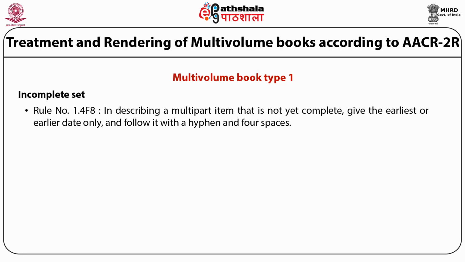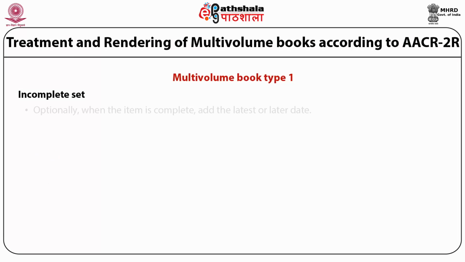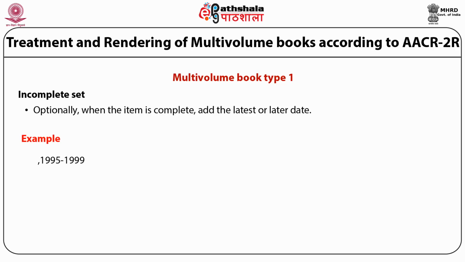In describing a multi-part item that is not yet complete, give the earliest or earlier date only and follow it with a hyphen and 4 spaces. Example, the book is published in 1998 and the work is in progress, so it is shown as 1998 dash. Optionally, when the item is complete, the latest or later date is also added. For example, 1995-1999.